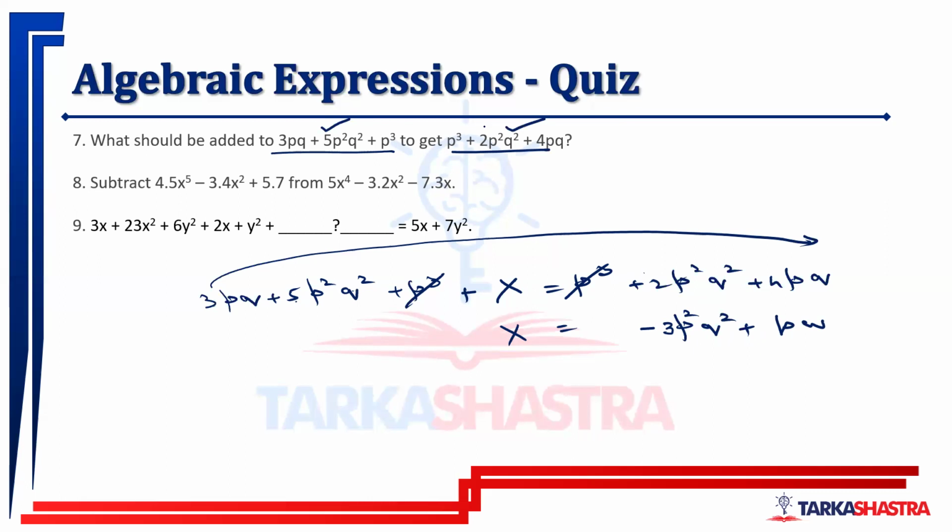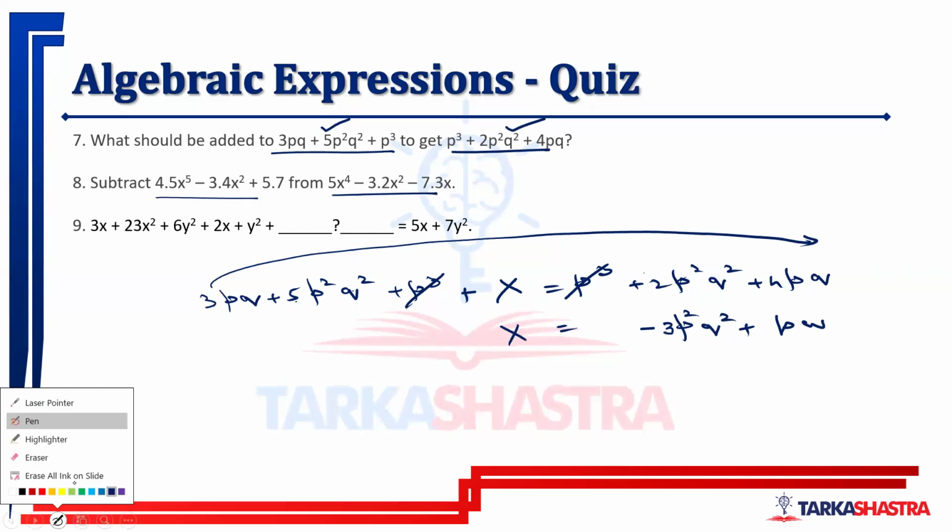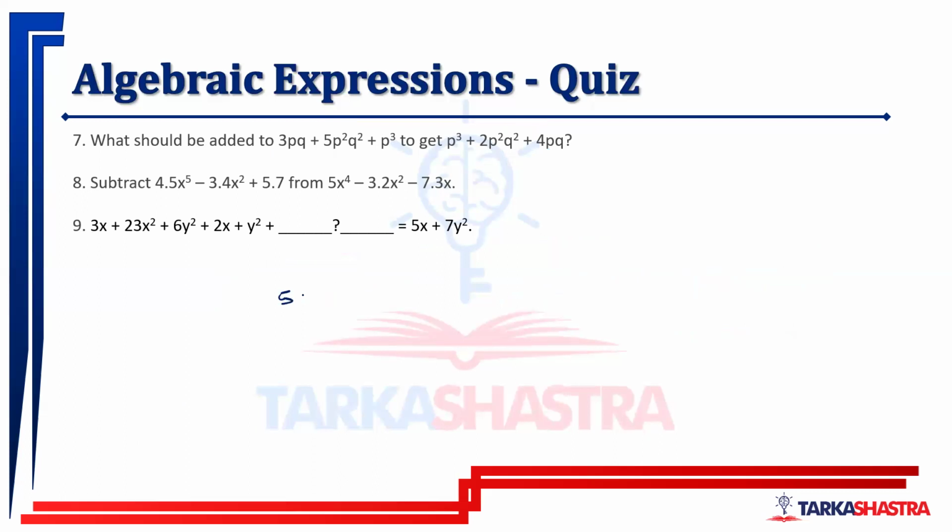Okay. Next is we have to subtract this from this. Okay, very easy. So 5x raised to 4 minus 3.2x square minus 7.3x. I have to subtract 4.5x raised to 5.